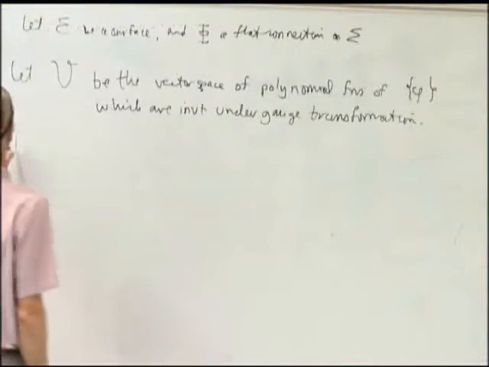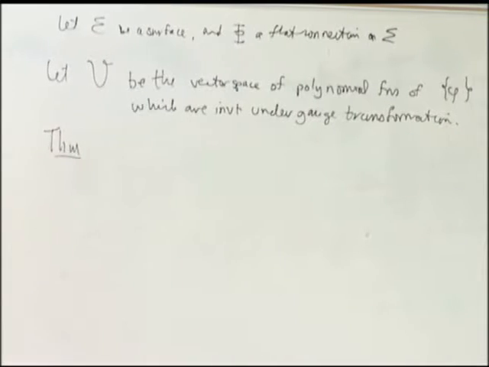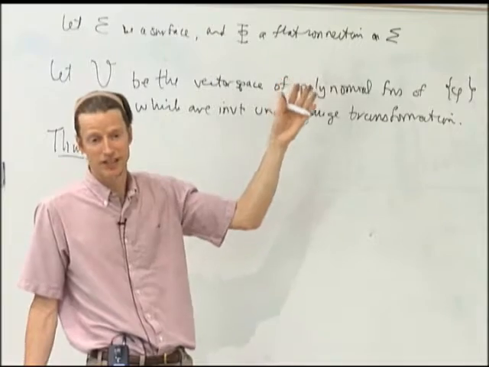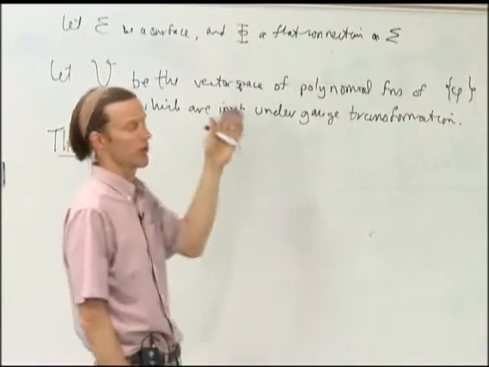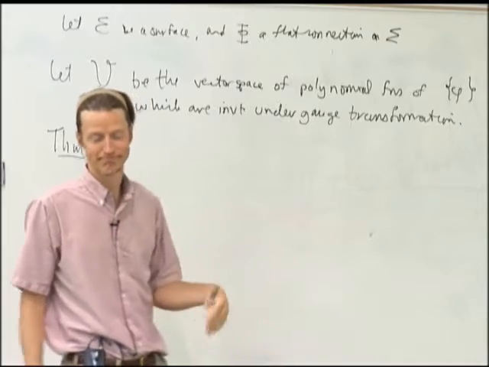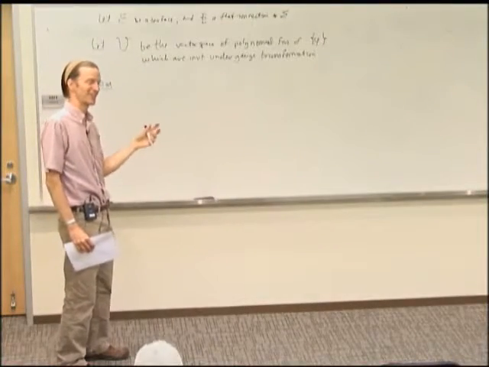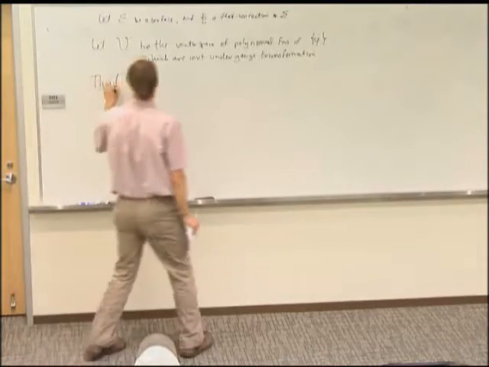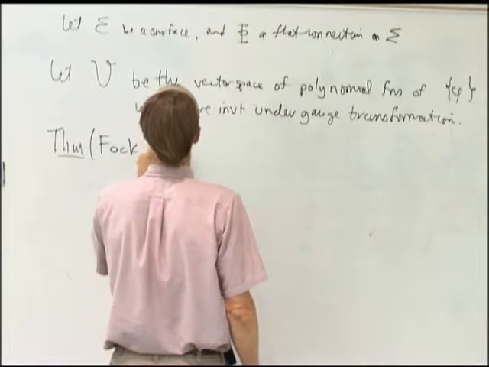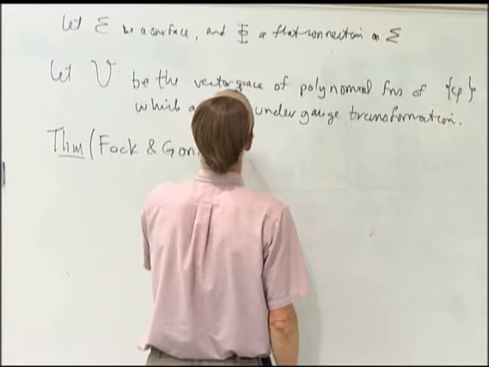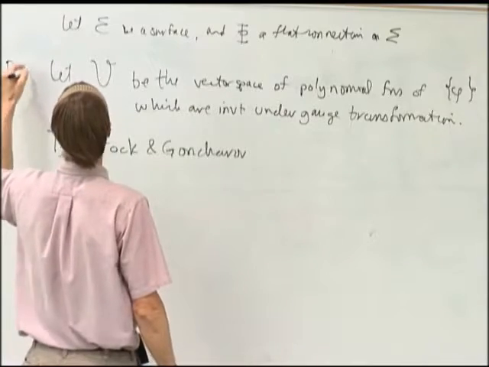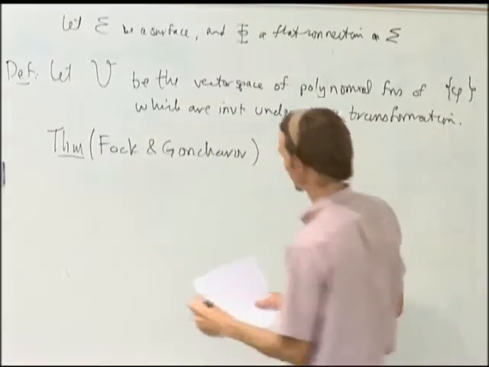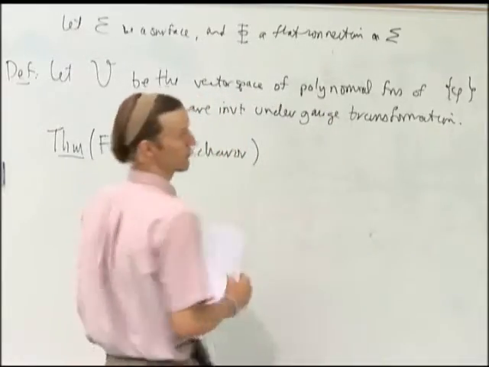Do you understand what I'm saying here? I have a flat connection. It depends on some matrices. And I look at the polynomial functions of the matrix entries. So this theorem is by Fock and Goncharov. This is just a definition so far. V is actually generated by the product of the traces of the monodromies for simple closed curves.